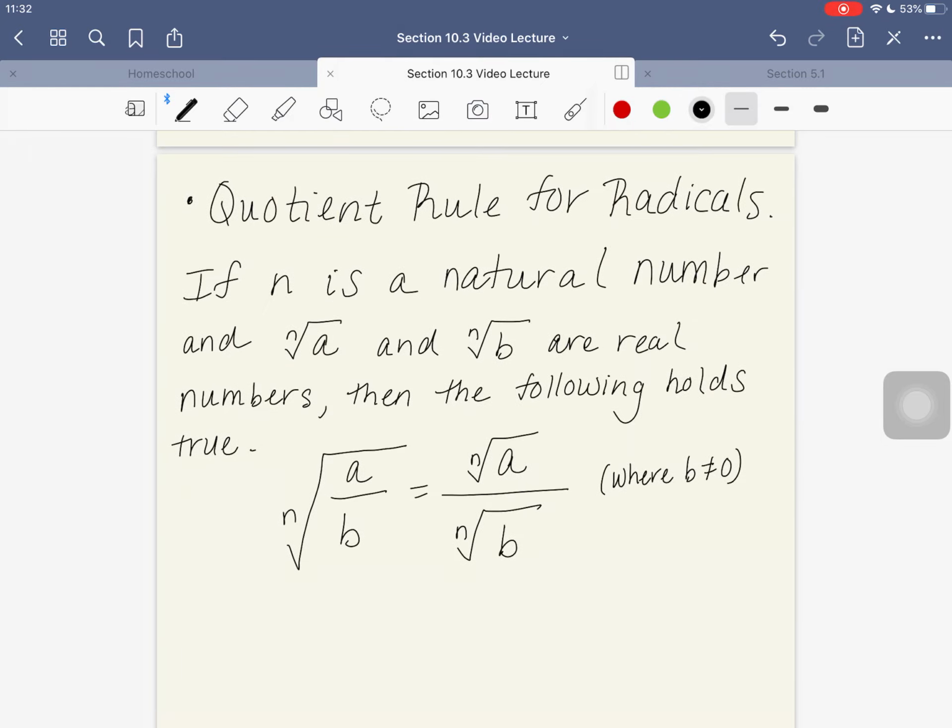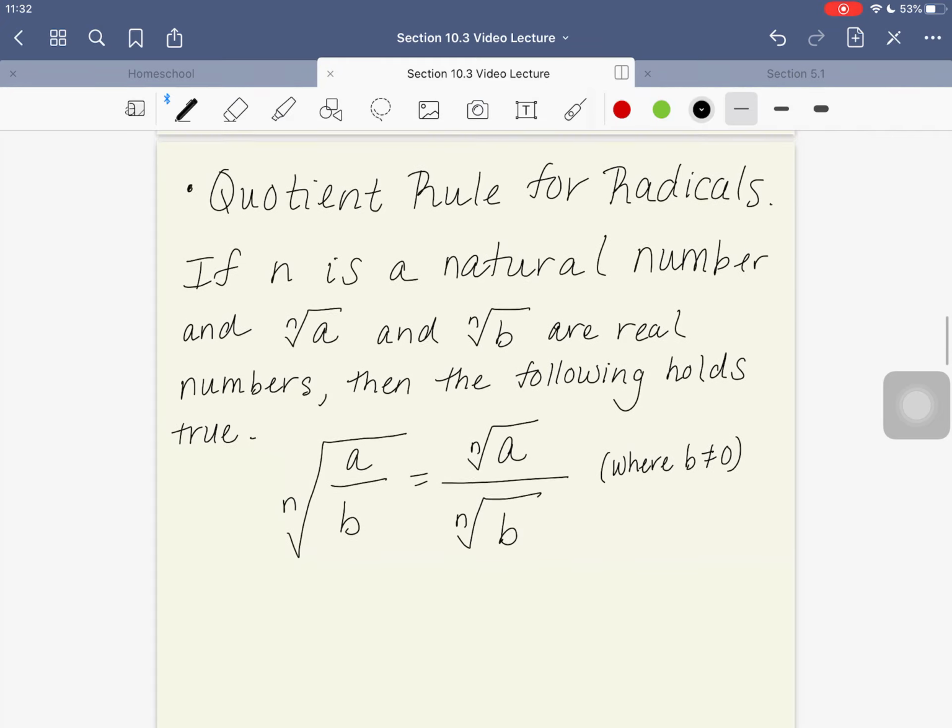All right, next we have the quotient rule for radicals. If you have the nth root of a over b, you can separate it and make it the nth root of a over the nth root of b, of course, where b is not equal to 0.